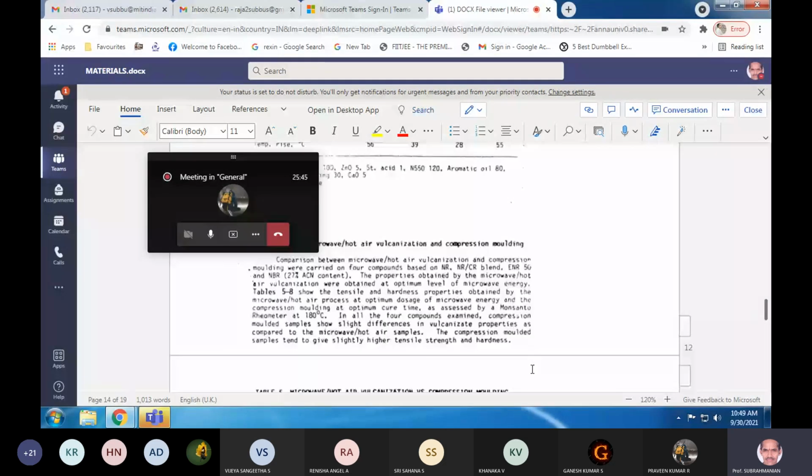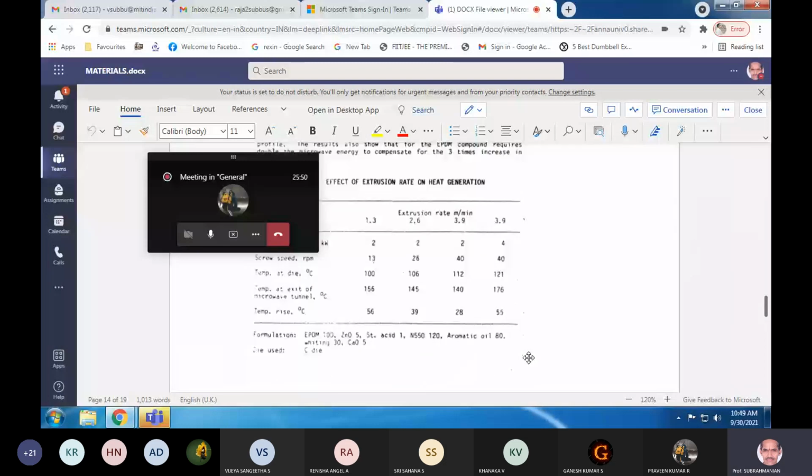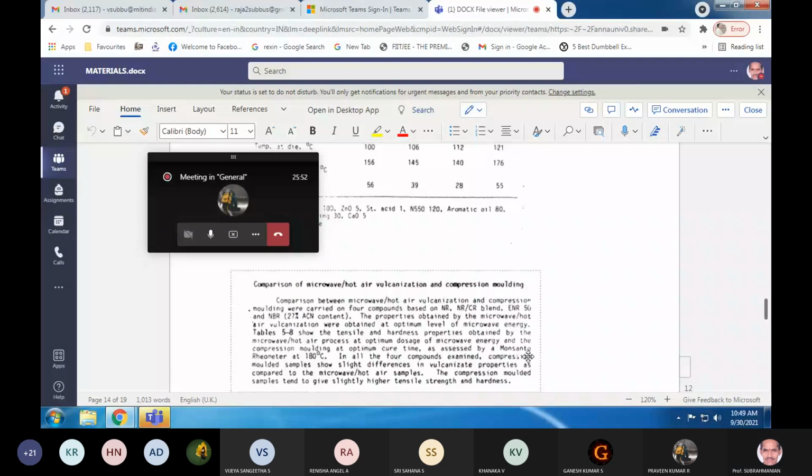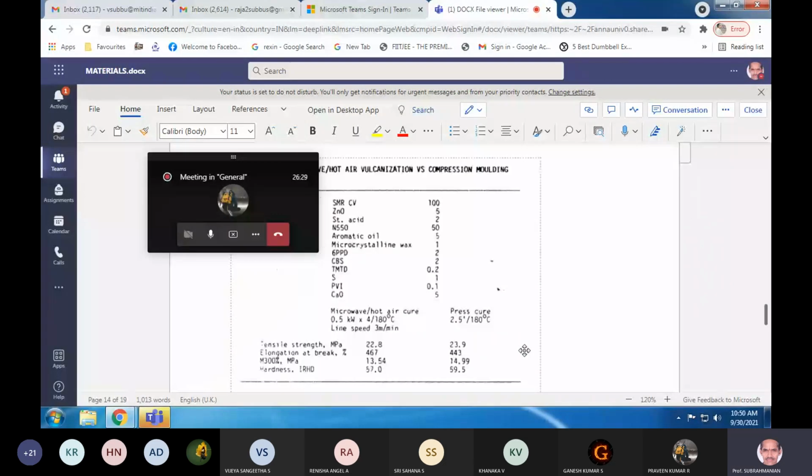the previous case, table 4 and table 5, describes compression molding and hot air cure vulcanization. Definitely, with compression molding, the consolidation is better. Okay? There is a molding pressure. In case of continuous vulcanization, the consolidation is not that effective. All right. So that reflects in the properties after vulcanization.